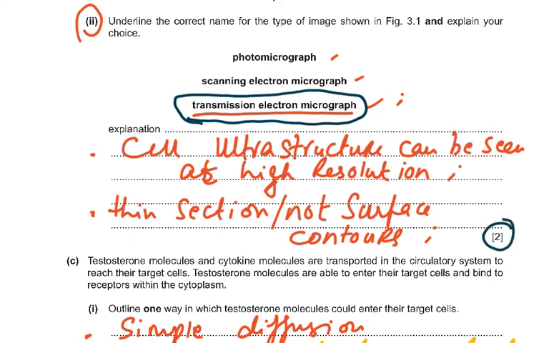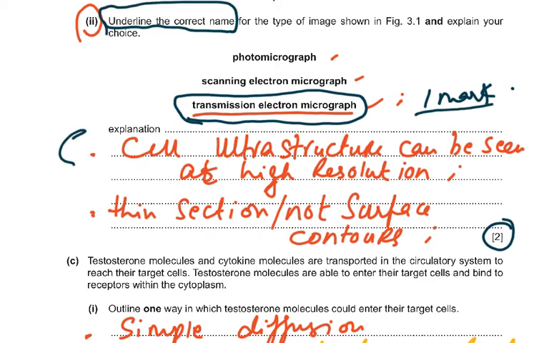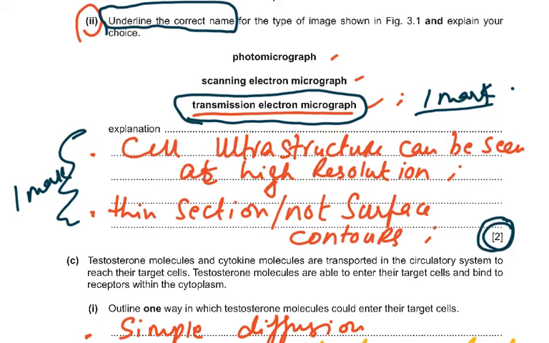So there were 2 marks. One was for this. This was necessary. So 1 mark was for underlining this because it says underline the correct name. So there was 1 mark for that, and then for any one of these explanations, there was 1 mark. So that is how this question would have been marked by the examiners who are going to check this paper.